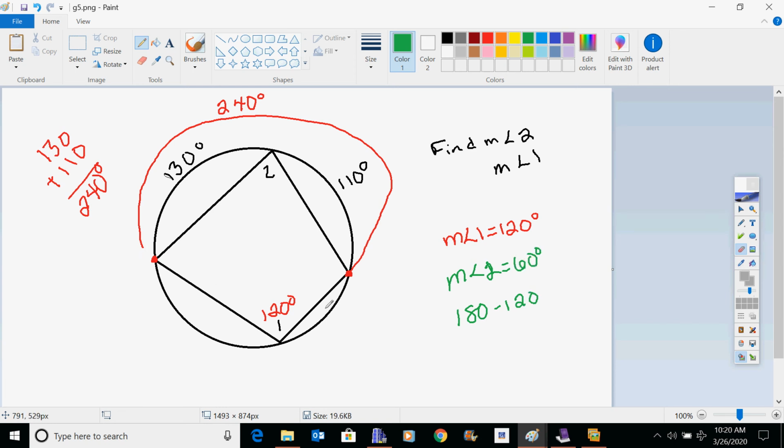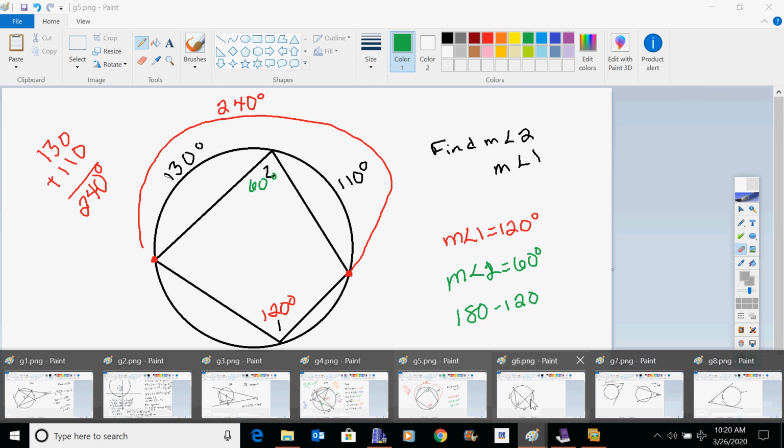And if we really think about that, that would make sense because this one would then have to be 120, which would make altogether 360 for your circle. So that's another good mind check to make sure that you're on the right track.